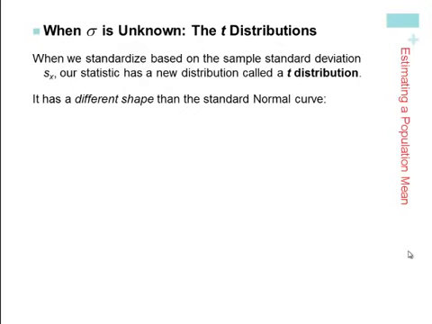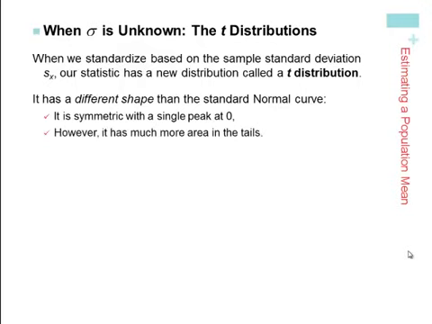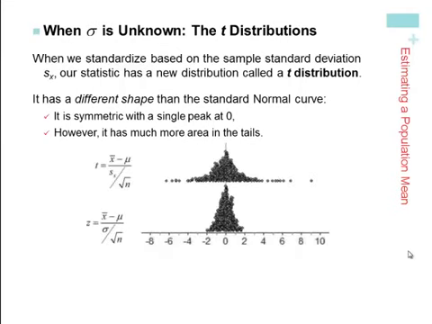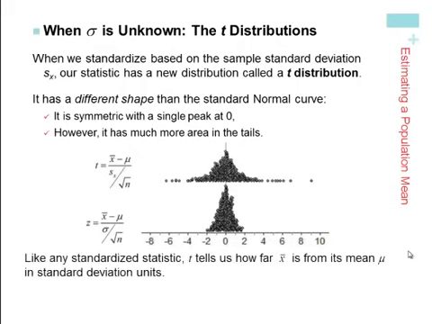A t distribution is going to have a different shape than a standard normal curve. It's still symmetric and has a single peak at 0, like a standard normal curve would. However, there's going to be much more area in the tails. Here's an example of a t statistic versus a z statistic, and you can notice this. Like any standardized statistic, t is going to tell us how far x bar, or sample average, is away from mu, or population mean, in standardized units.